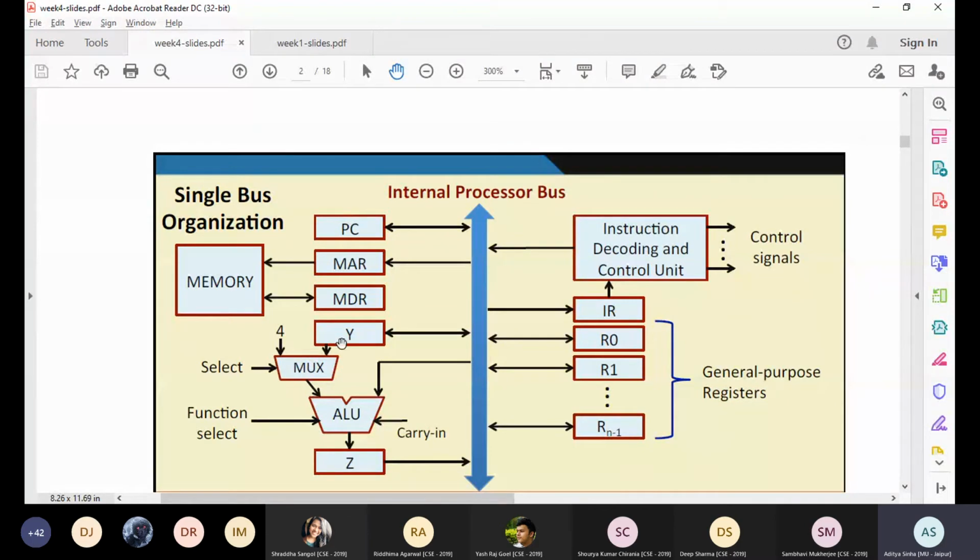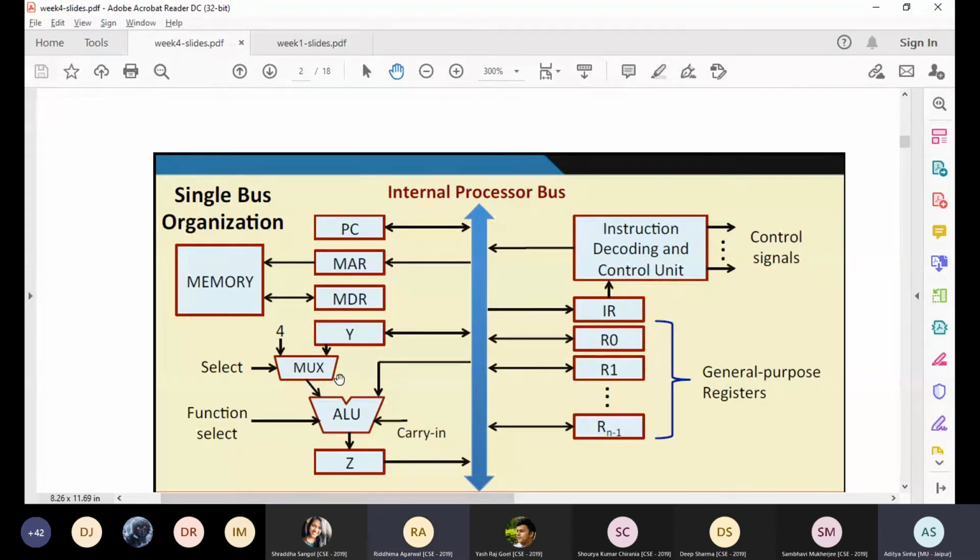So on the left side, as you can see, there are various registers, such as the program counter, which is connected with the internal bus. MAR and MDR are all connected with the internal buses also. Then you have this Y temporary register, which is connected with the internal bus, and then you have this MUX. Do you guys remember this? What is MUX? Have you done it in CSA? Multiplexer. So what is a multiplexer?